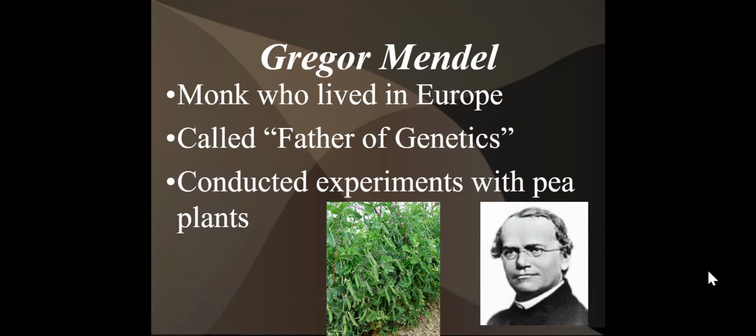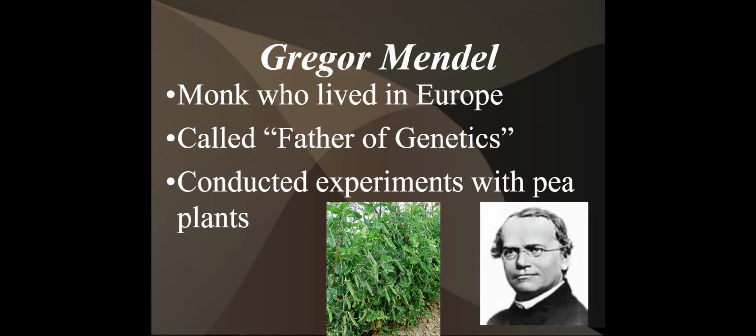We're going to start out talking about a scientist named Gregor Mendel. Gregor Mendel was a monk who lived in a monastery in Europe in what's now the Czech Republic. Gregor Mendel was a teacher at a local high school. A monk is kind of like, it's almost like a male nun. So he had devoted his life to the Catholic Church. He lived in the monastery, and he taught biology and science at the local high school.